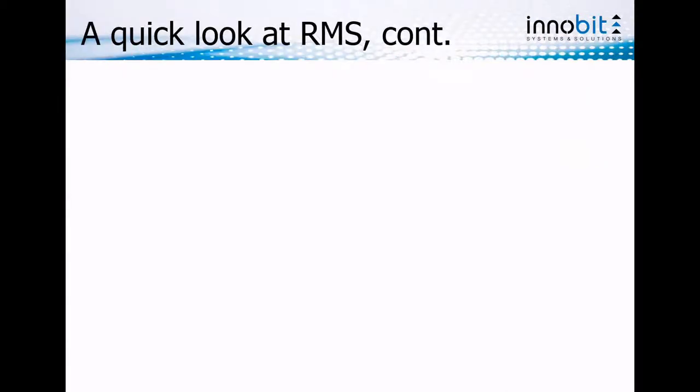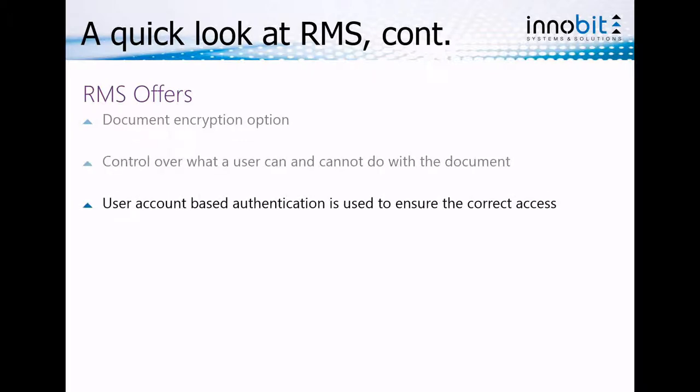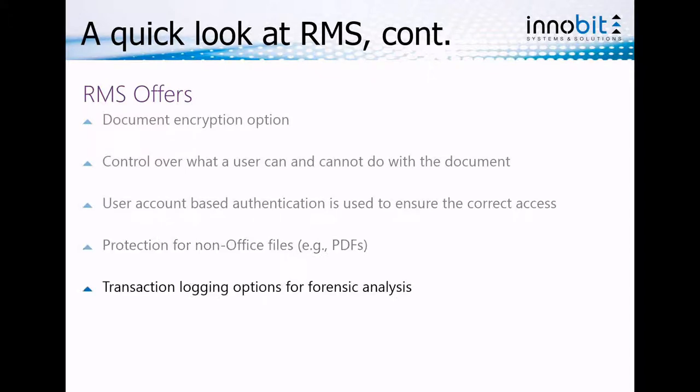So how does RMS solve this problem? Well, first, it offers document encryption by default. It gives the author control over what other users can and cannot do with that document. It requires user account-based authentication in order to ensure the correct access. It offers now protection for non-Office files. In the past, that was a problem, but now it's the case that you can actually protect your PDFs and CAD drawings as well as your standard Office documents. So it's not really limited anymore. And finally, you get transaction logging options for forensic analysis.